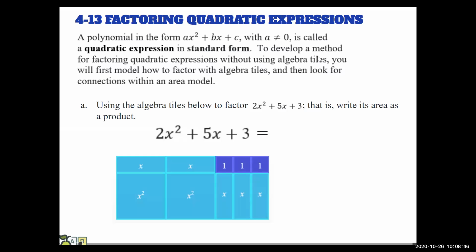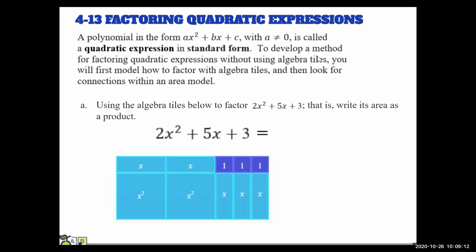Okay, this is 4-13, factoring quadratic expressions. So a polynomial in the form ax squared plus bx plus c with a not equal to 0 is called a quadratic expression in standard form. And we're going to develop a method for factoring these expressions using algebra tiles and then our area models.